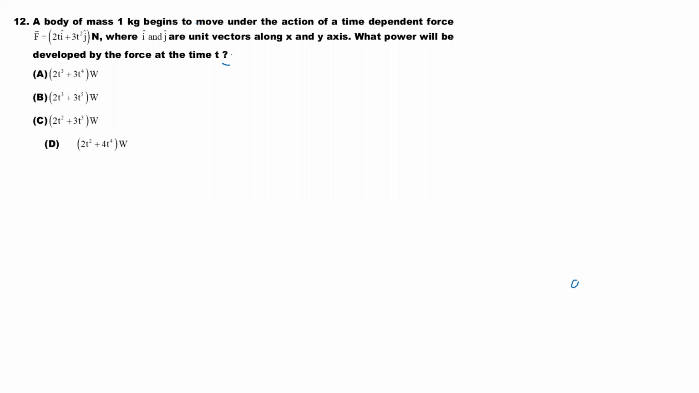Friends, a body of mass 1 kg begins to move under the action of a time-dependent force F is equal to 2t i cap plus 3t square j cap newton. i and j are unit vectors along x and y. What is the power developed by the force at time t? Friends, you know, in the question, force is given as 2t i cap plus 3t square j cap. Correct? Mass is given as how much, students? 1 kg.